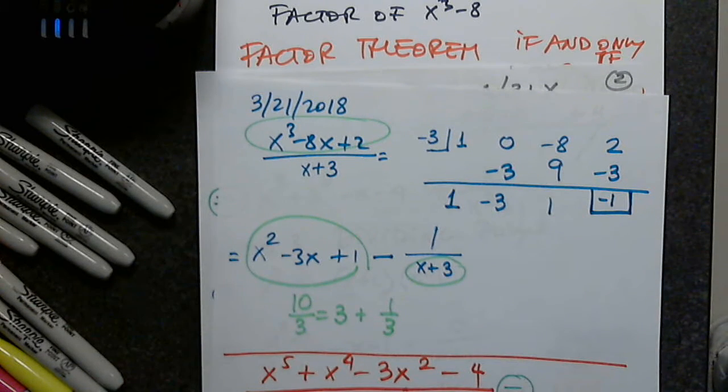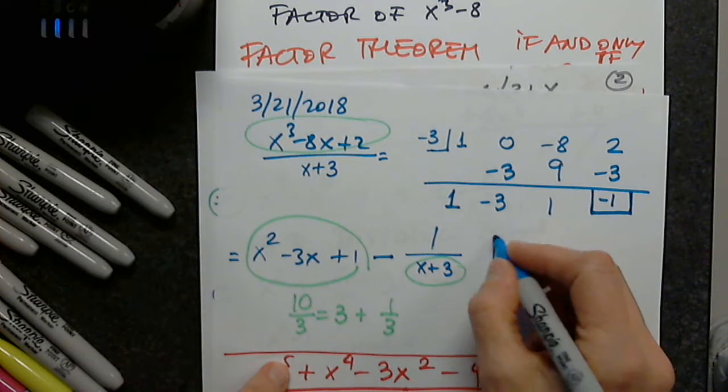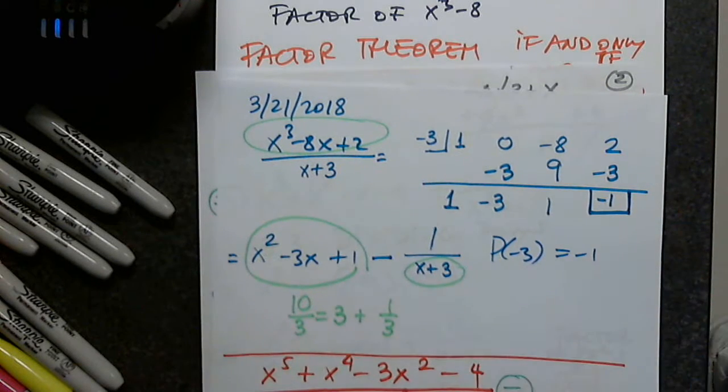Right, that's the remainder. So if P of negative 3 does not equal negative 1, our answer is wrong. Although we know it's right because we checked it in a different way. So let's plug in this polynomial negative 3 and see if we get negative 1. If we don't, something is wrong. That's how I check the remainder, but only for something like this. I cannot do it here.